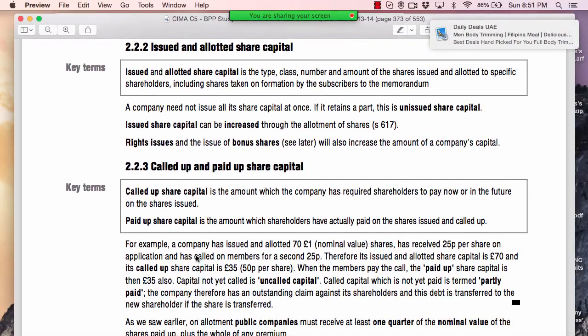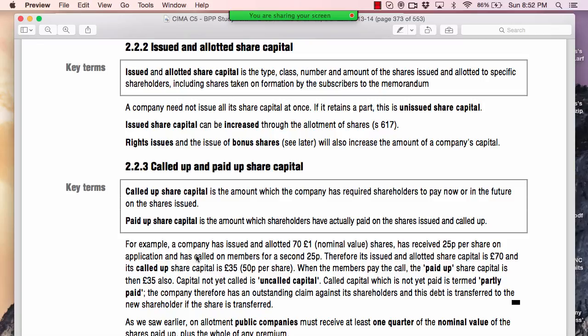Right. Now the next one is called up and paid up capital. What does that mean? Called up share capital is the amount which a company has required shareholders to pay now or in the future on the shares issued. They have issued the shares, and then I'm going to call up and say, right, shareholders, come and pay me. Paid up share capital is the amount which shareholders have actually paid.